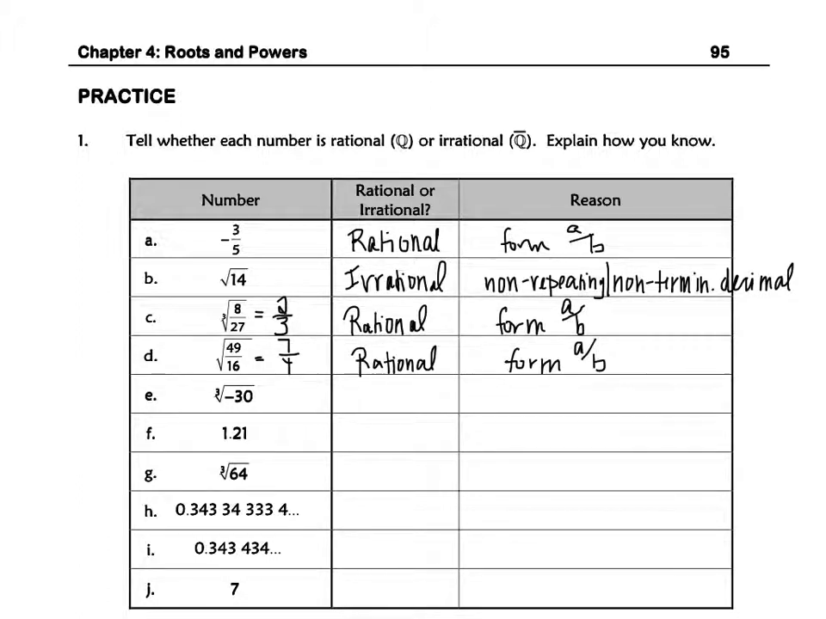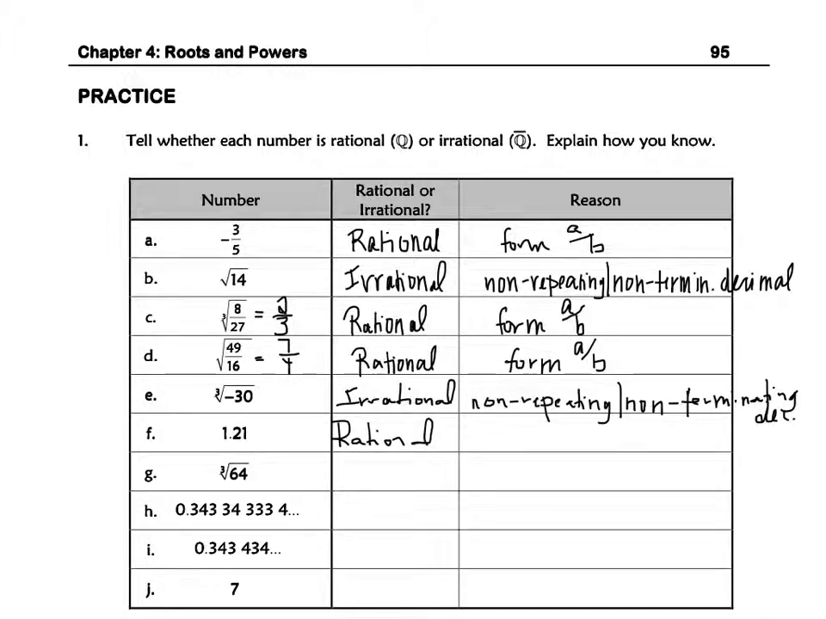The cube root of -30 is not a nice decimal representation when you check that on your calculator, or just think about it in terms of estimating. So therefore it would be irrational. So non-repeating, non-terminating decimal. And 1.21 is rational, because it is a terminating decimal.